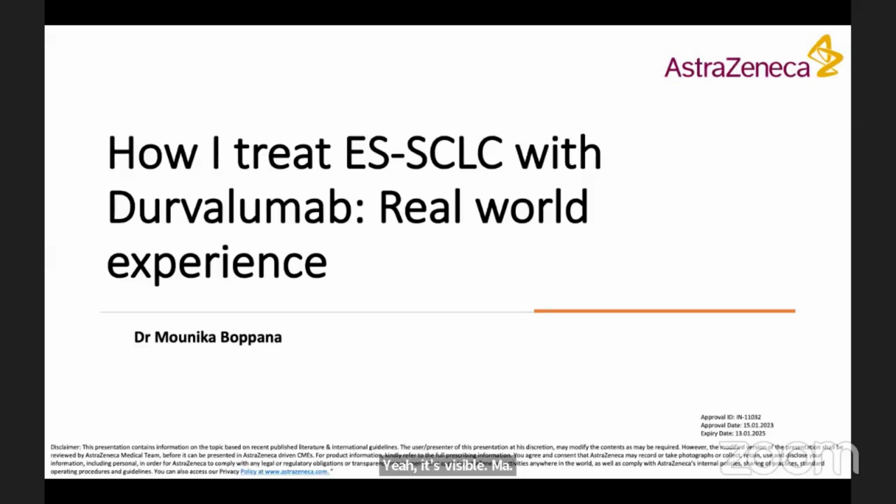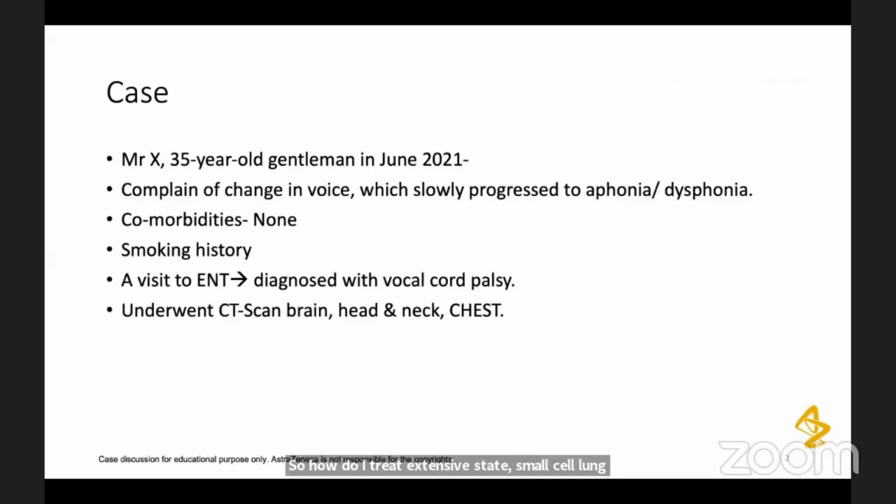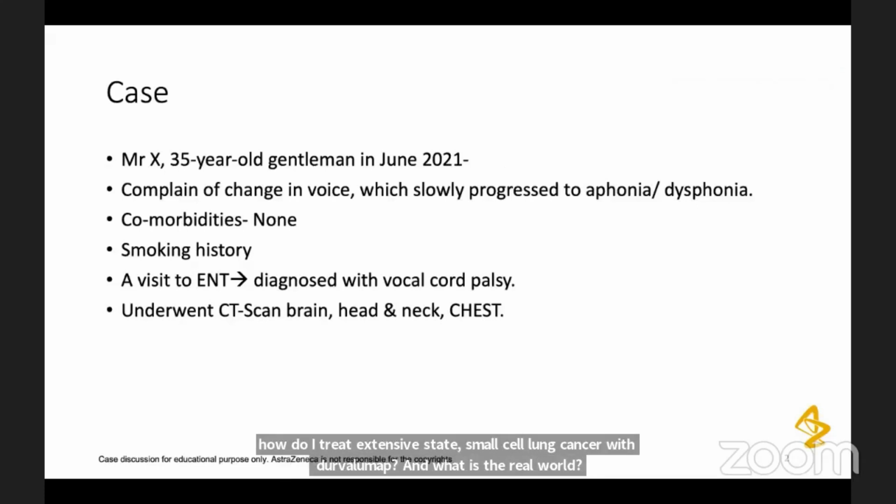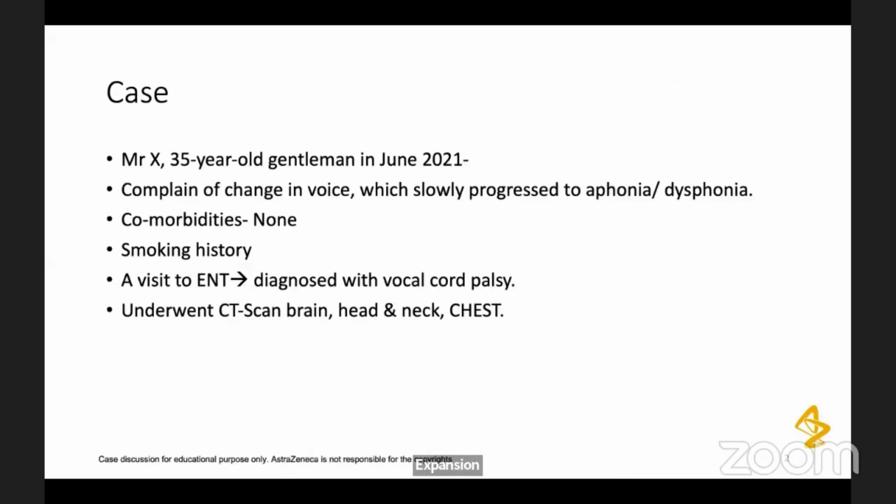So I would start off without wasting much time. How do I treat extensive stage small cell lung cancer with durvalumab, and what is the real world experience? Just to take the example of one case of a 35-year-old gentleman who presented in June 2021. He's a smoker and he presented with the complaints of change in voice that slowly progressed to aphonia, dysphonia.